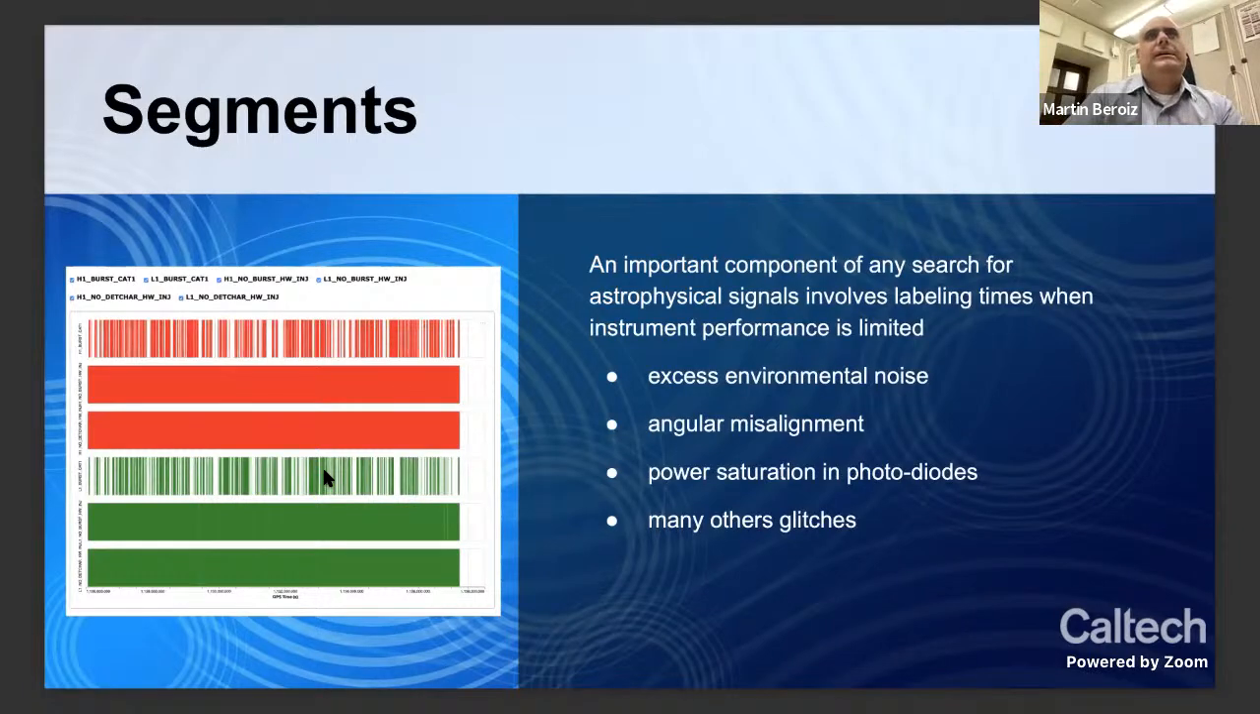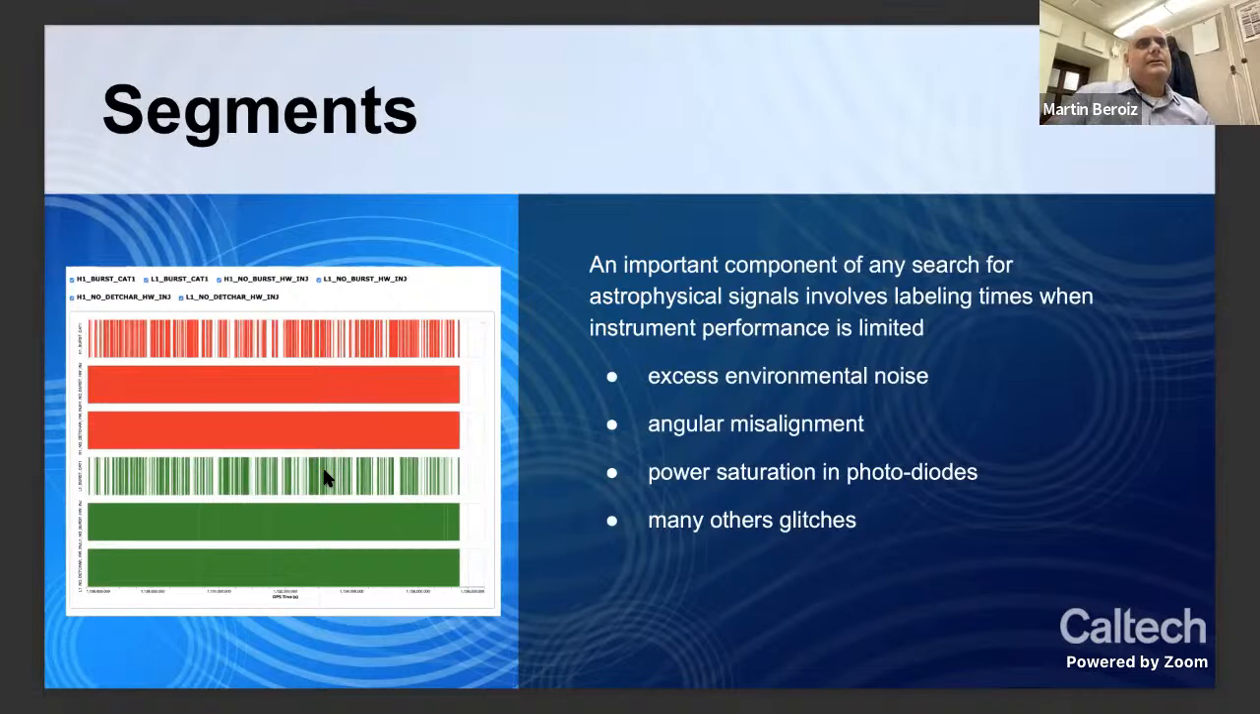Basically, a segment is an on-off type of time series. Depending on the segment, it will give you different information, but the segments that are related to data quality basically tell you when data is usable or not. This is basically the quality of the strain. So why would a piece of data not be useful? Well, there are many reasons. For example, there could be excess environmental noise, angular misalignment of the test masses. You may have saturated photodiodes and many other countless glitches. And each one of these will flag the strain data, so you can avoid that specific segment.